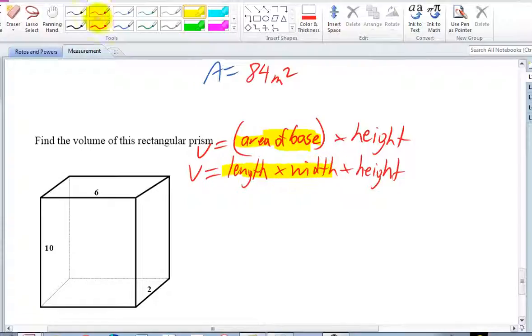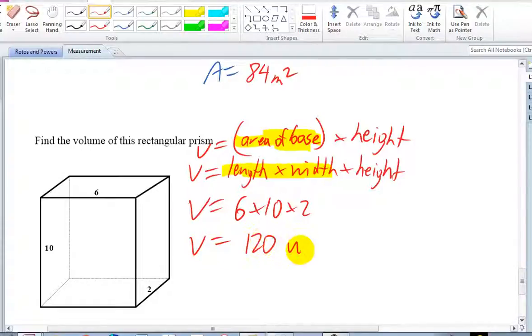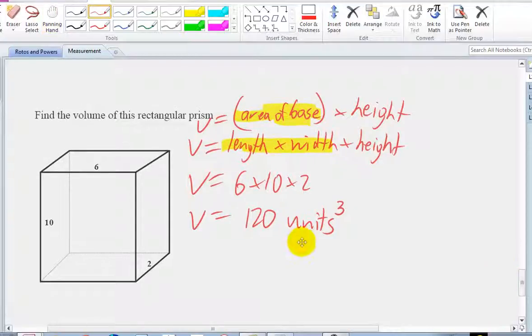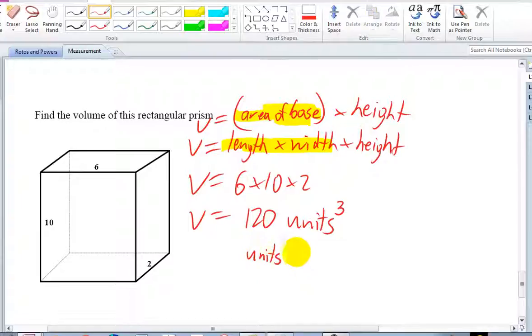Okay? And so then you can figure out the volume, 6 times 10 times 2. Go ahead and do that, please. Okay. So 6 times 10 times 2, 120 units. What would that be? Units squared? Cubed. Do you guys know why it's units cubed? Yep. Because it's inside of the cube. Units times units times units.